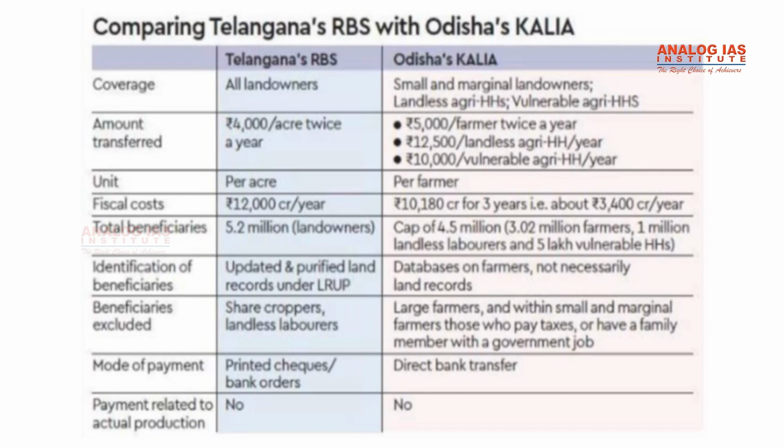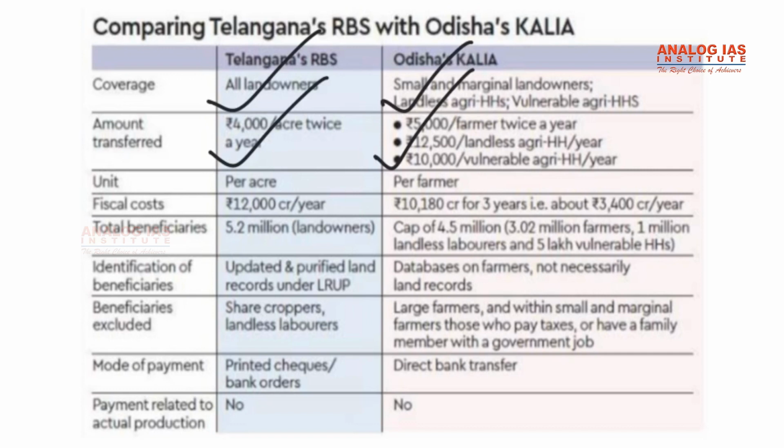The Telangana scheme is known as Rythu Bandhu scheme, RBS, and the Odisha scheme is known as Kalia scheme. Now let's compare and contrast these schemes with each other and with PM Kisan and understand them in detail. Under the RBS, all landowners are covered, be they small, marginal or large. But whereas in Kalia, small and marginal landowners and, apart from them, landless agricultural labourers and vulnerable agricultural labourers are also covered. The amount given under RBS is 4,000 rupees per acre twice a year, and it's different in Kalia for different sections of people. For example, for a farmer twice a year 5,000, and 12,500 for landless agricultural households and 10,000 for vulnerable.